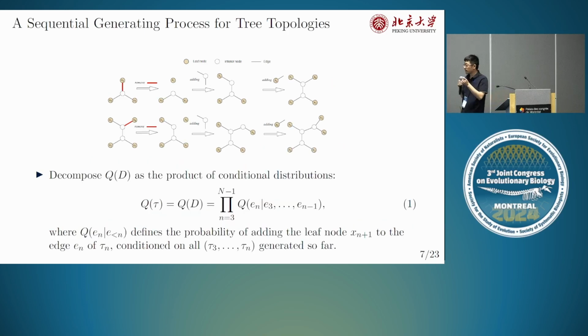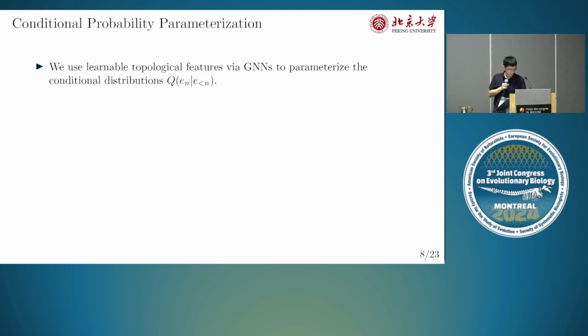And due to this representation, now we can describe a probabilistic model over the space of tree topologies by doing that in the sequence space. And the sequence has a sequential decision structure. So that allows you to construct an autoregressive model of it. The only thing is how to model this conditional distribution, right? To do that, we use a learnable topological feature, which is also our previous work, to parameterize these conditional distributions.